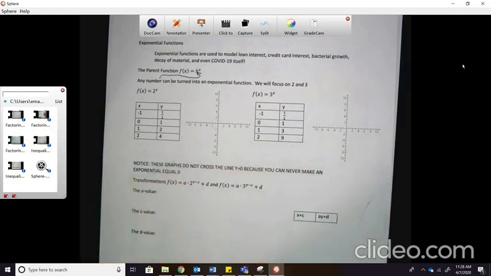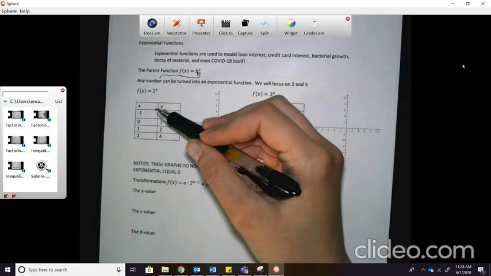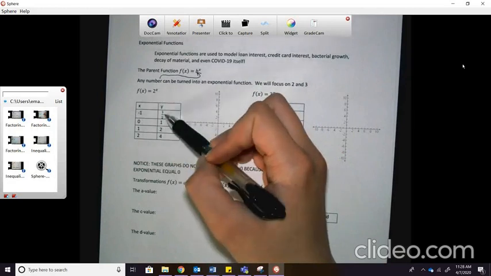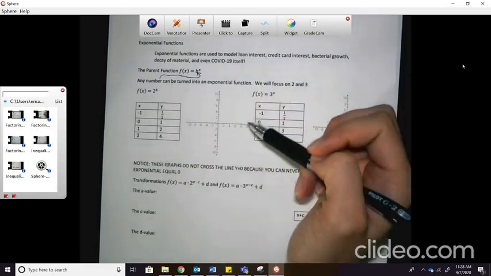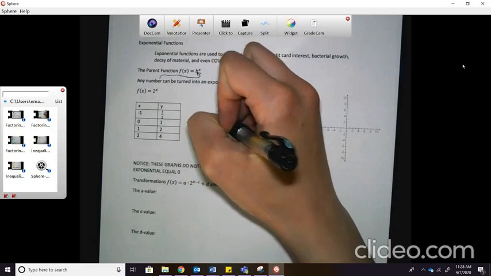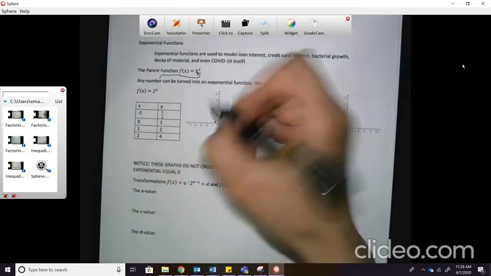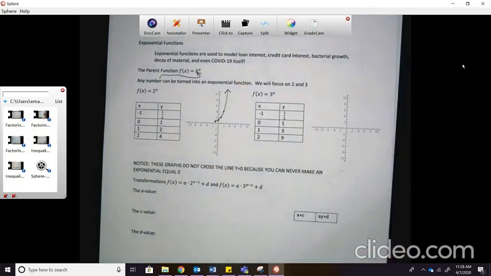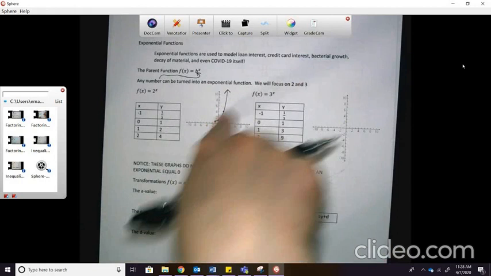So I have here our parent functions. We have 2 to the x and 3 to the x. Here are the parent function tables. If you plugged in 2 to the negative 1, you would get 1/2. 2 to the 0 is 1, 2 to the 1 is 2, 2 to the 2 is 4. I'm going to graph this function to the best of my ability so that you can see the shape. And you see here that it grows really quickly. Exponential functions are why we model bacterial growth with these, because they grow quickly.